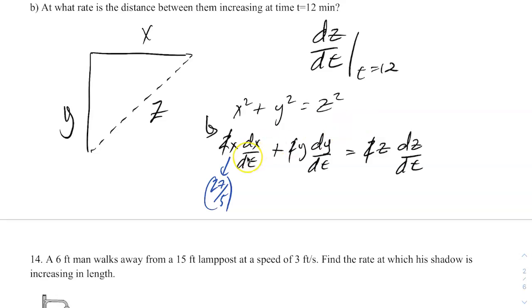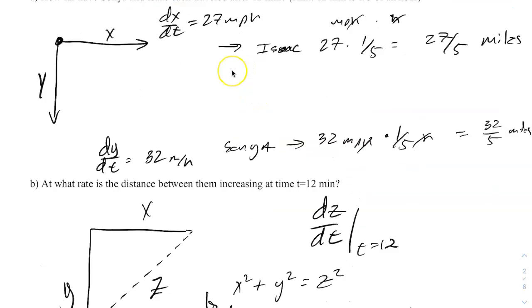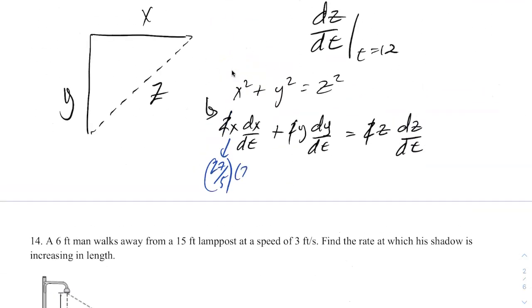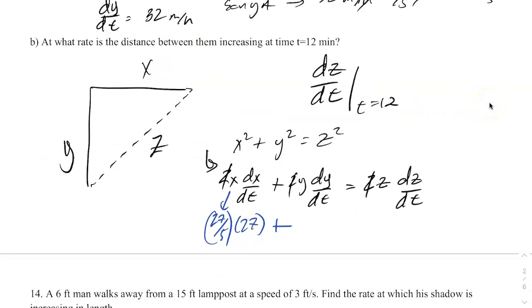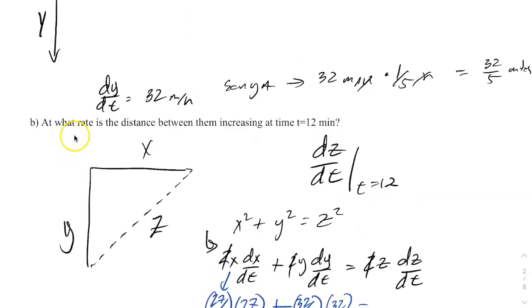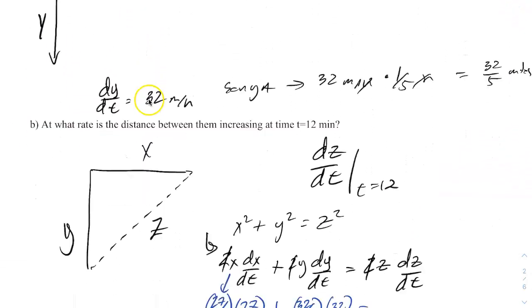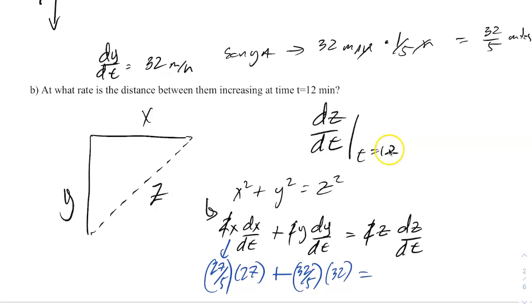dx/dt is how fast we're traveling, which they told us was 27 miles per hour. Y, same thing. We figured out earlier how much we traveled in 12 minutes, so for y that would be 32 over 5. And then dy/dt they told us is 32. Over here we come up with z, and just like we defined before, we don't know what z is. They don't tell us. We didn't find out z at any point, so now we have to find it, and we want to find it at 12 minutes.